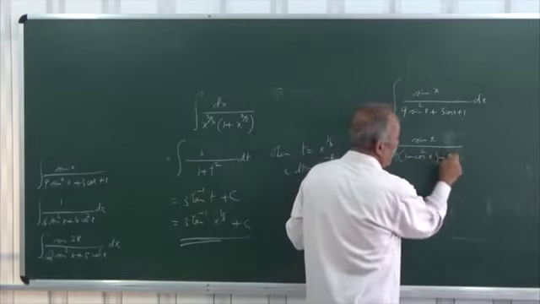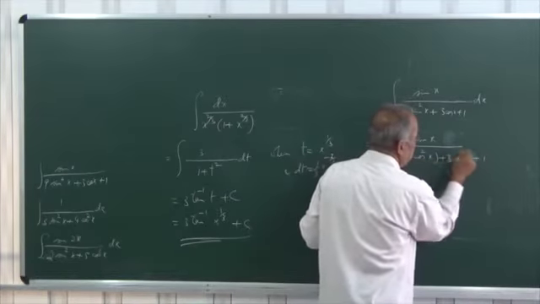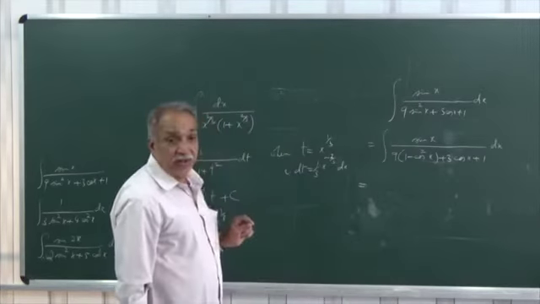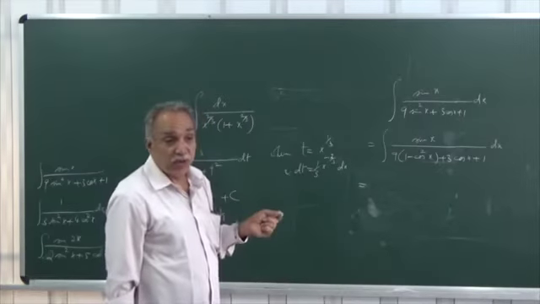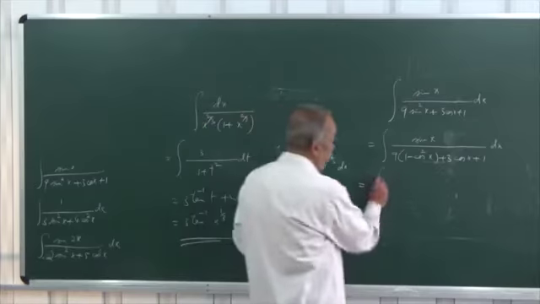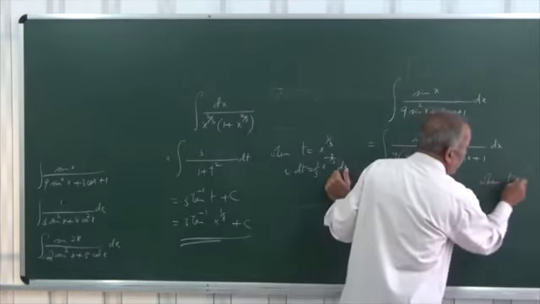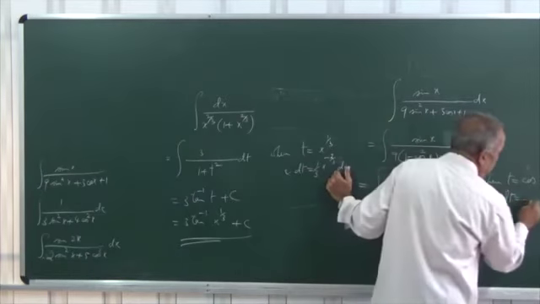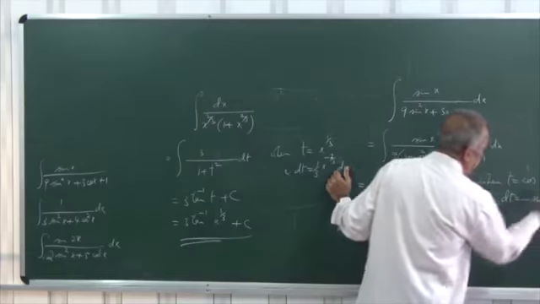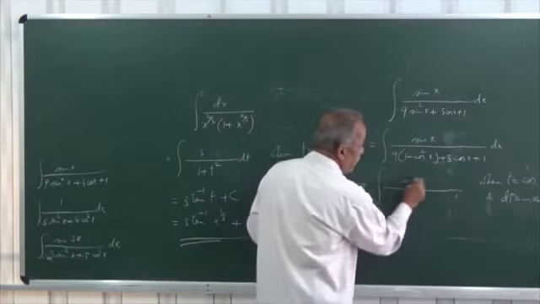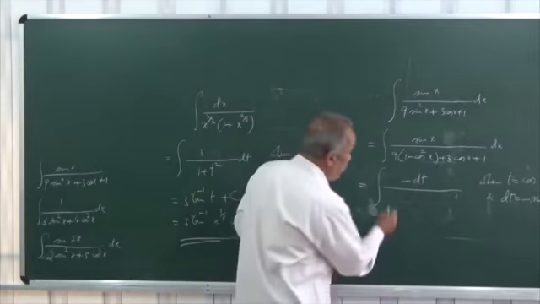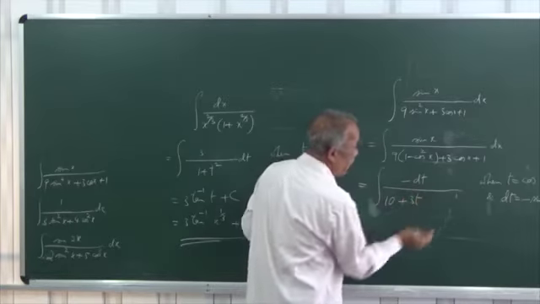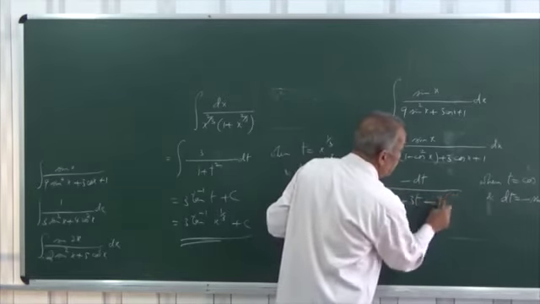Nine into 1 minus cos square x plus 3 cos x plus 1 in the denominator, numerator no change, sin x dx. Now we are in a position to apply the substitution, cos x equal to t. Then the expression for dt will be minus sin x dx, and our integral becomes minus dt by 9 plus 10 plus 3 cos x, which is 3t, minus 9 cos square x, which is 9t square.